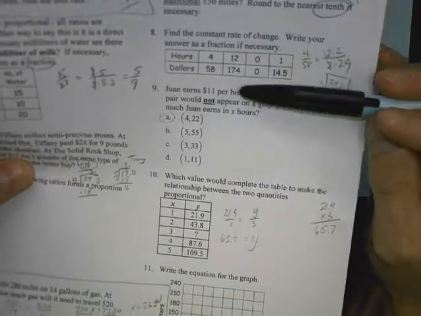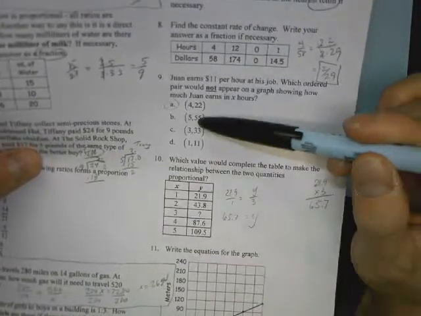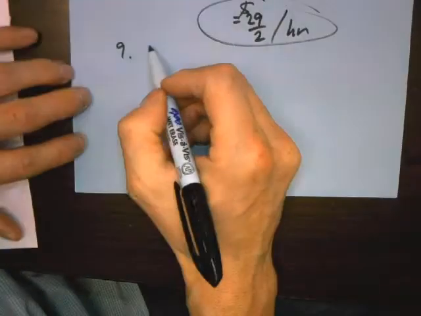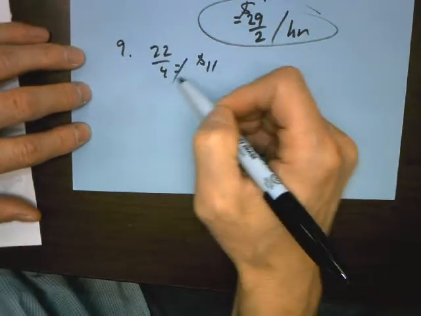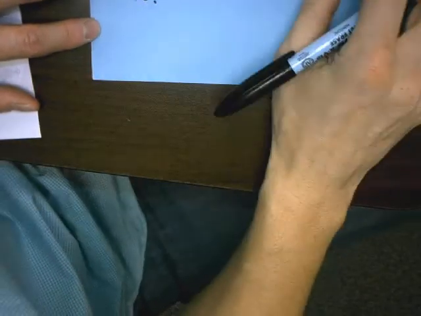So it's proportional. When it's proportional, all I got to do is take any of these y's over x's, and I should get 11. So 55 over 5 is 11, 33 over 3 is 11, 11 over 1 is 11. But 22 over 4, that's not 11. So if I take A, 22 over 4, I don't get that $11 per hour. It does not equal that. So my answer, the one that doesn't work, is A. That will not be true. So that's the one I pick.